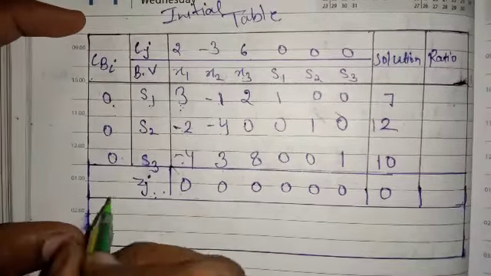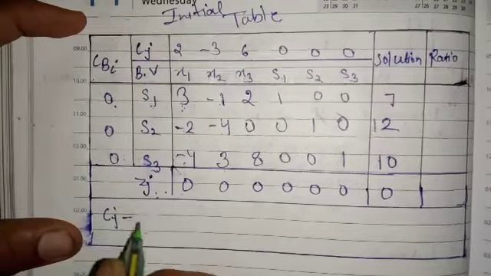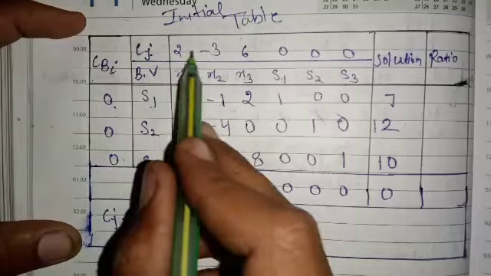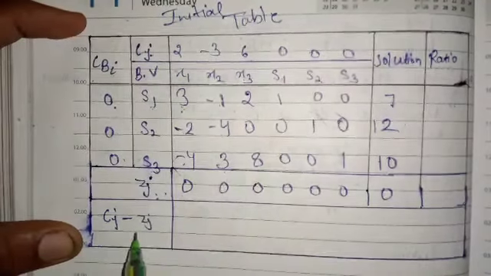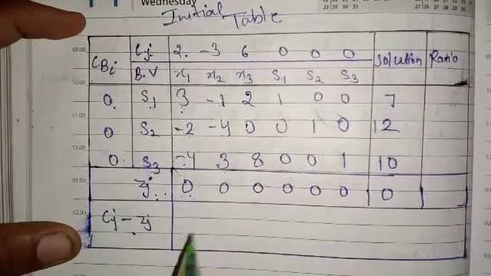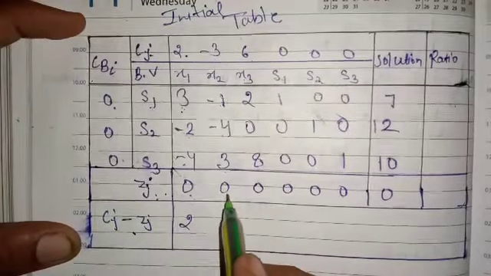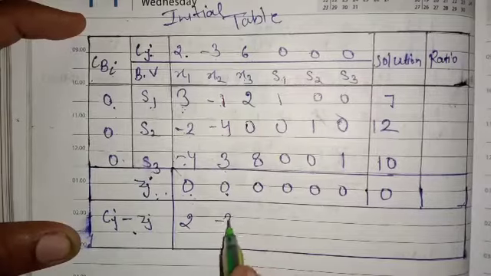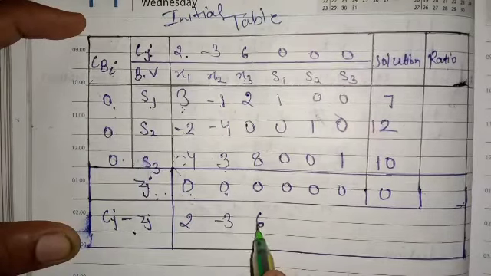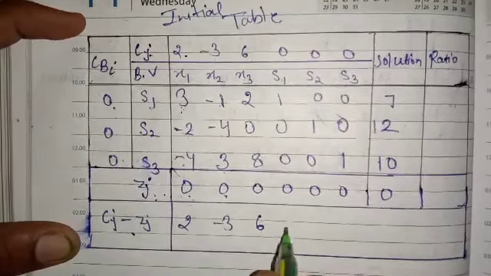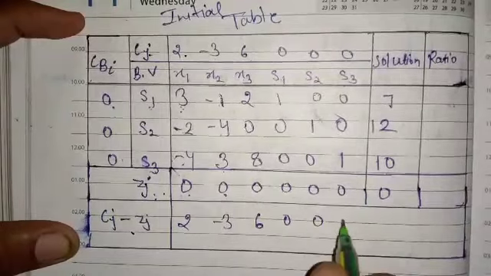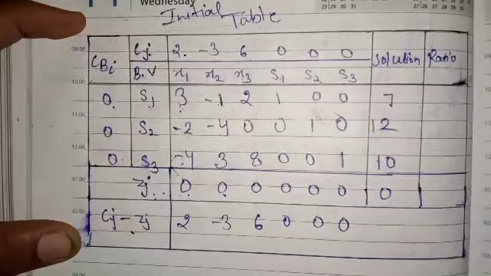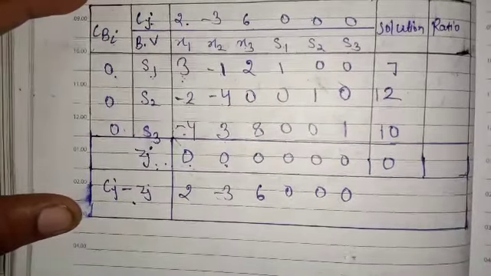Now we find the value of cj minus zj. The cj value is here, the zj value is here. cj 2 minus 0 is 2, minus 3 minus 0 is minus 3, 0 minus 6 is minus 6, 0 minus 0 is 0, 0 minus 0 is 0. So this is our cj minus zj values. Now we check the condition for optimality.